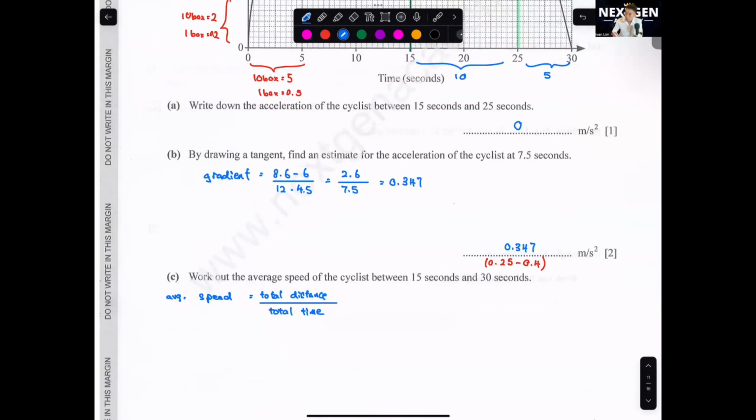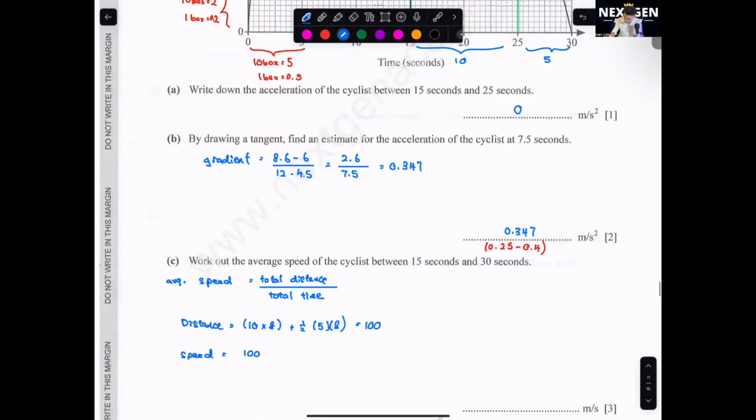Okay, so distance is equal to 10 times 8 plus half times 5 times 8. Okay, we get 100. So the speed will be equal to 100. Okay, double check the units. It is meter per second. Meter, then second, right? So 100 divided by 15. Our final answer we will get is 6.67 when we round it. If you present it as 6 and 2 over 3, in a mixed number, also is acceptable.